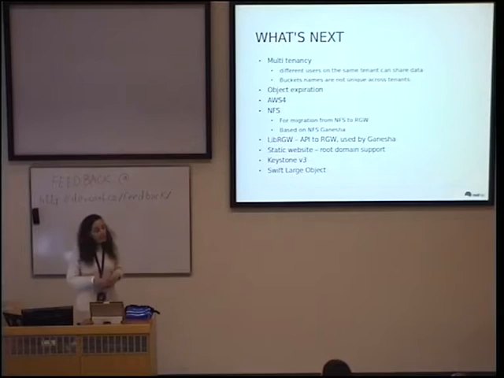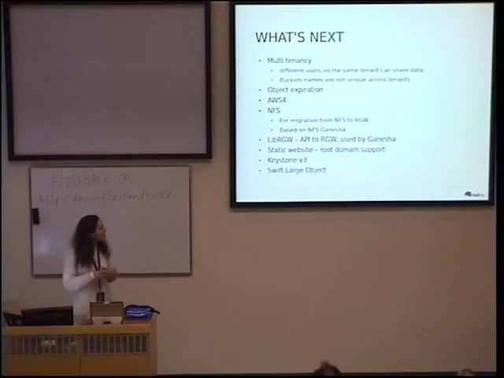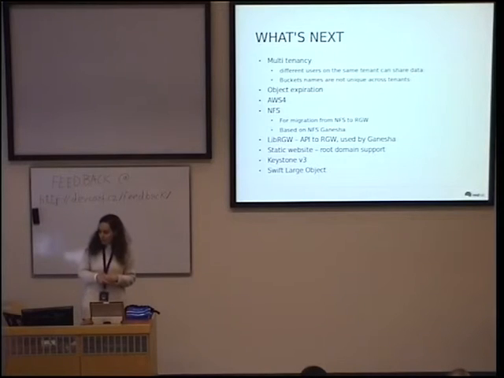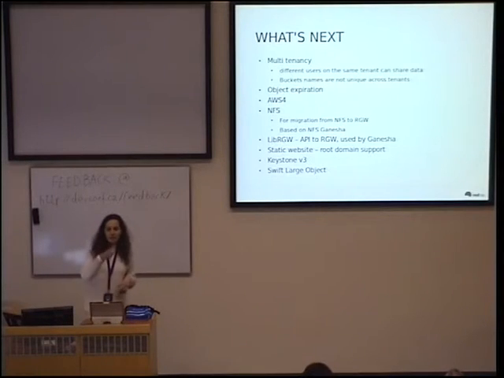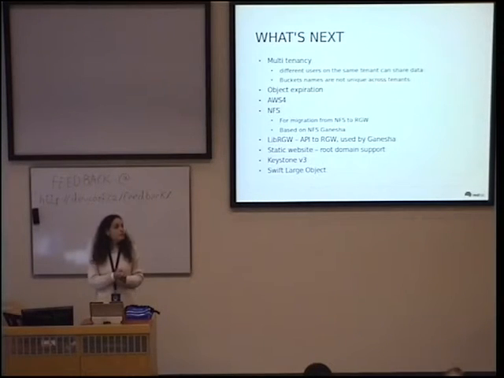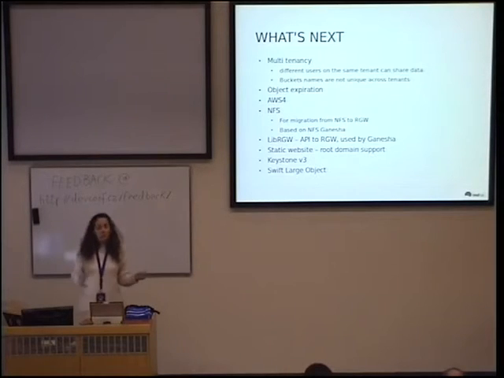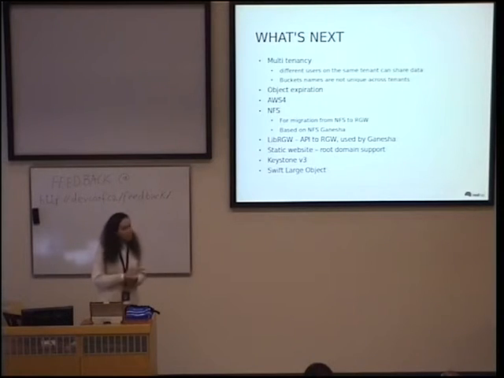So first of all, what's the next thing we need to add? We need multi-tenancy. Swift has a notion of tenant. A tenant is like a big user, a super user, where all the users in the same tenant can share buckets. So we add multi-tenant support. We add object expiration. That means you can give a date and time to an object, and after that time, the object is deleted automatically. This way you save space and don't have to remember to delete it. We're going to support AWS4, the next version of S3.